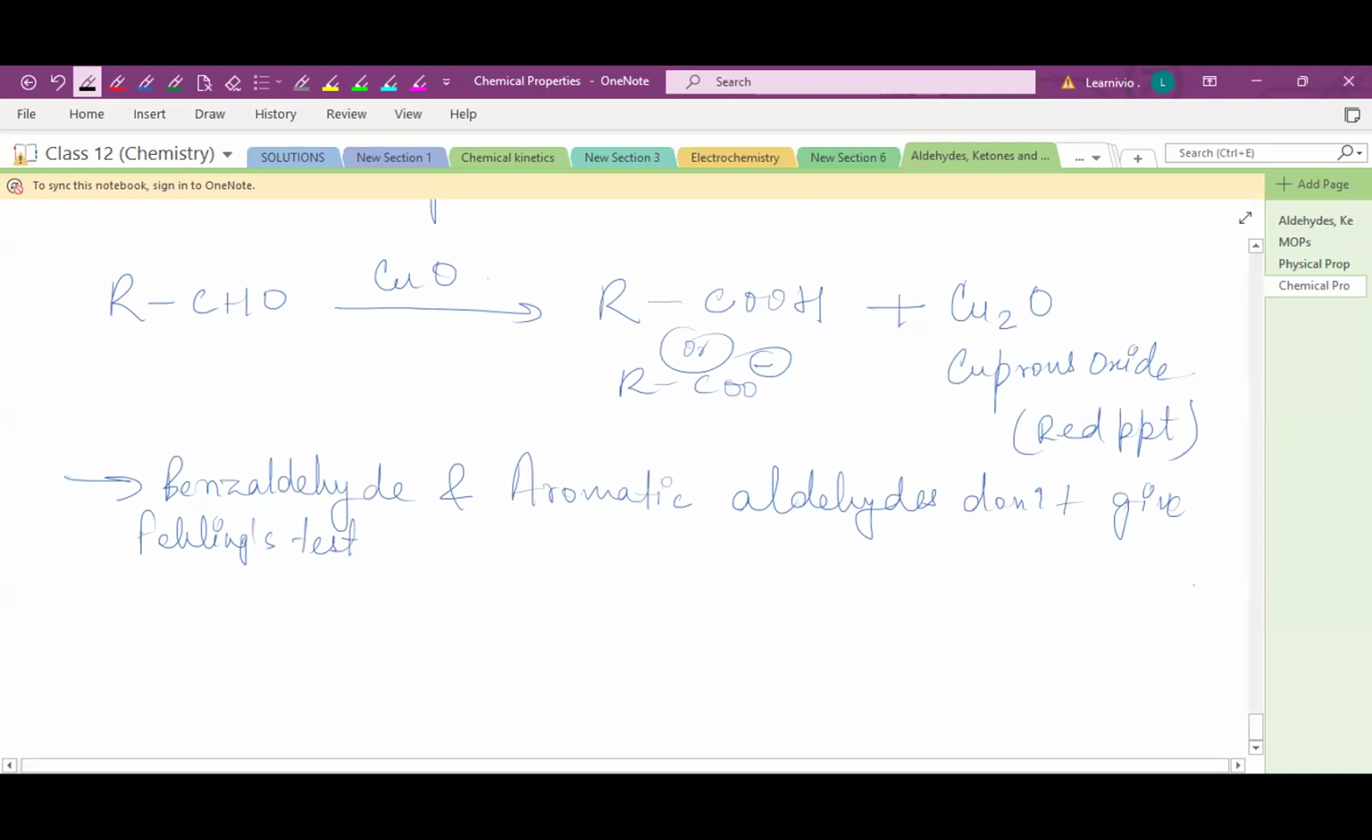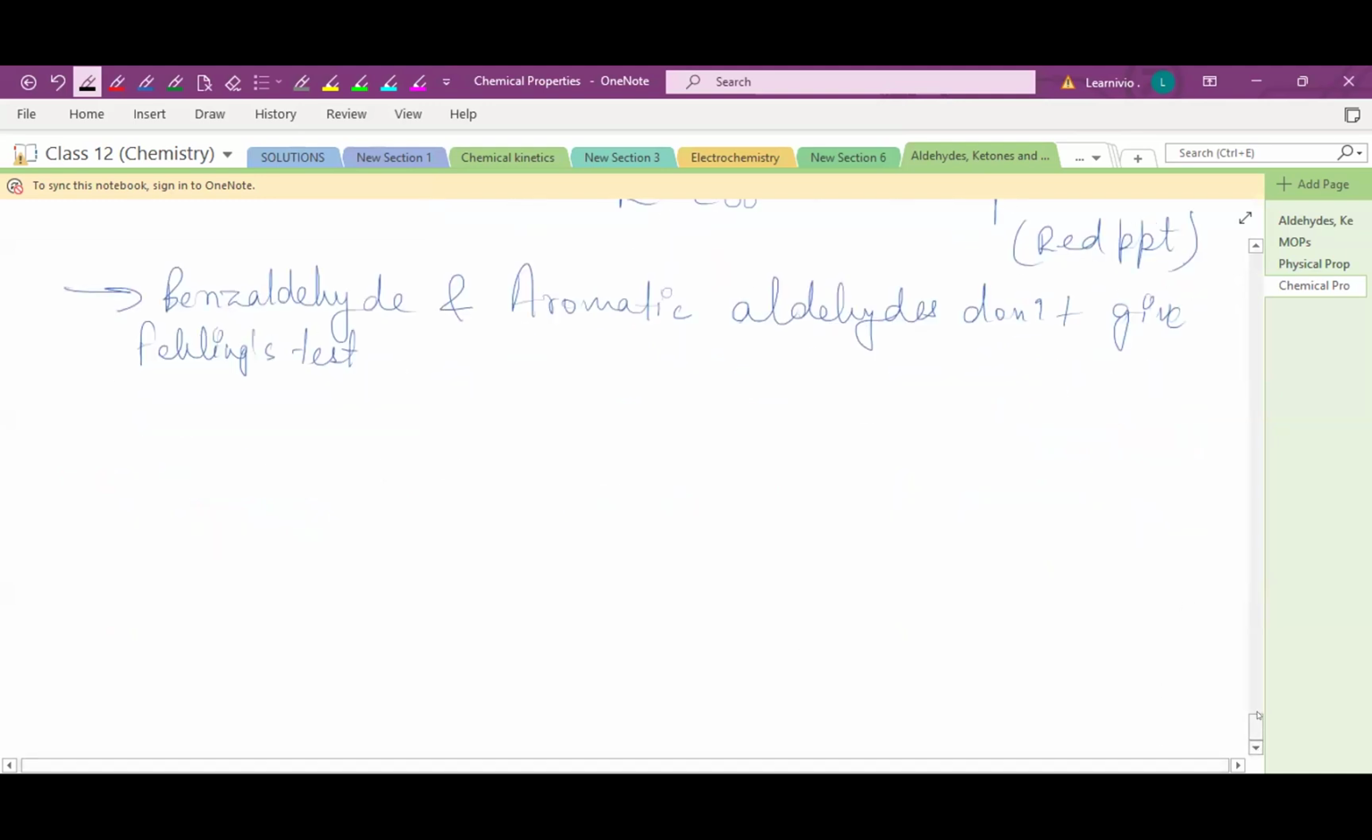Yes, ma'am. Any questions, Jibita, Muniba? No, ma'am. Okay, so just ask your chemistry teacher in your school to perform this test. It will be very interesting for you, and when you perform it by yourself, it will be very clear.